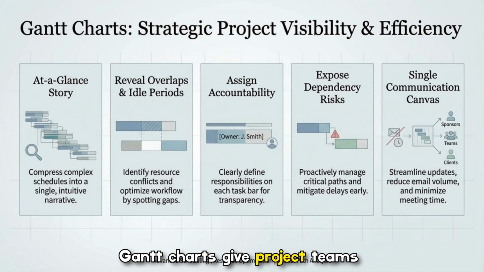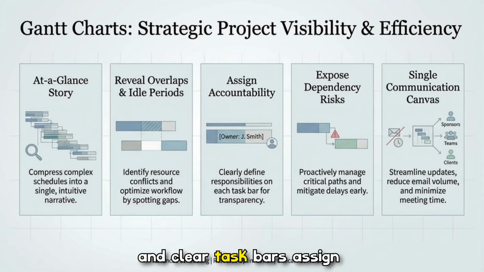Gantt charts give project teams a single, at-a-glance story that compresses complex schedules into an intuitive narrative. As you look at the 5 panels on this slide, notice how overlaps and idle periods reveal resource conflicts, while named owners and clear taskbars assign accountability. The same visual exposes dependency risks early and becomes the communication canvas that streamlines updates and reduces meetings.